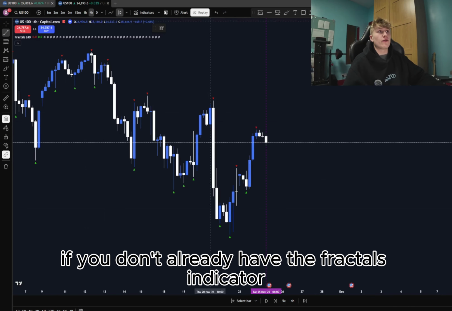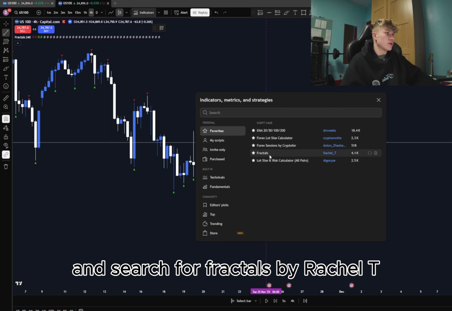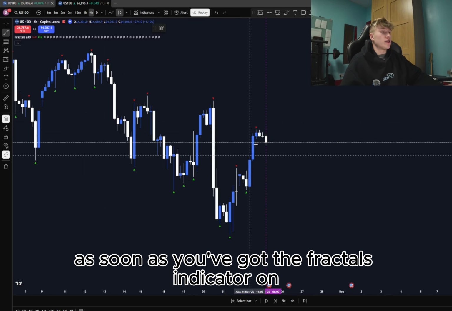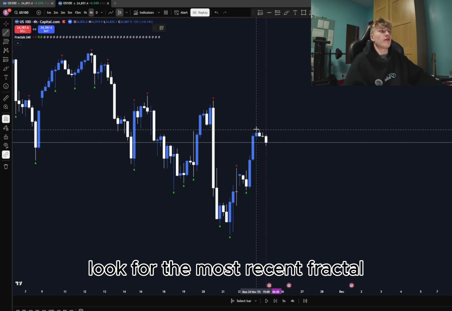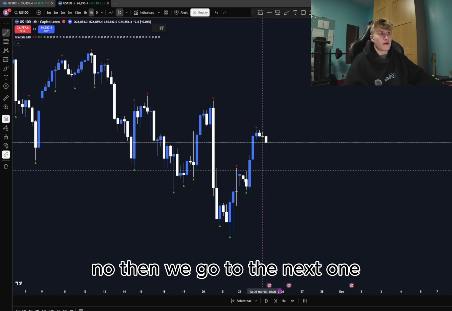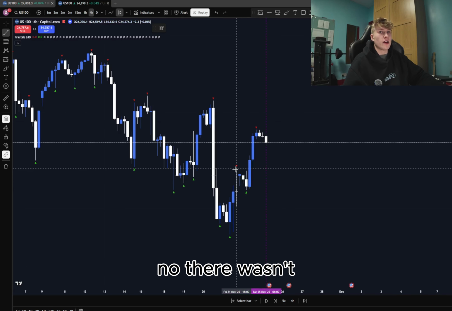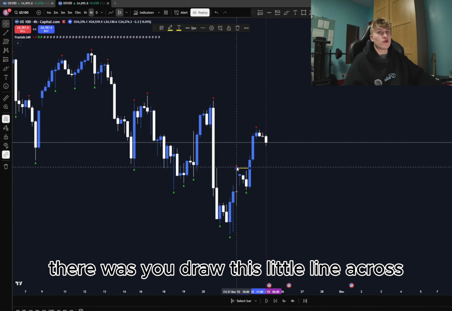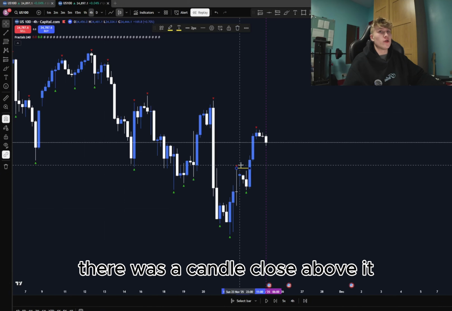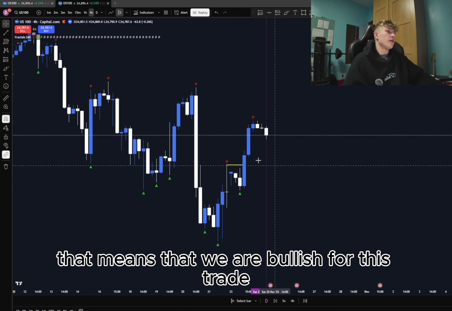If you don't already have the fractals indicator, you click on the indicators here and search for fractals by Rachel T. It's this one right here. As soon as you've got the fractals indicator on, look for the most recent fractal. Was there a break of structure? So was there a candle close above this high? No. Then we go to the next one, which is this low. Was there a candle close below this low? No, there wasn't. Go to this one. Yes, there was. You draw this little line across. There was a candle close above it. And for our case, that means that we are bullish for this trade.